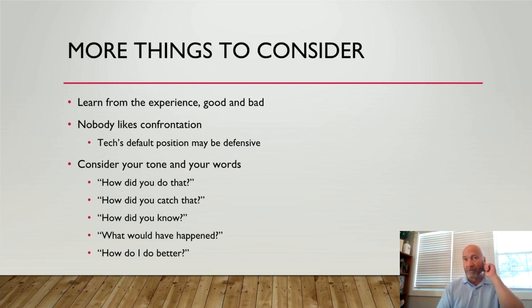You could also word things in a way that sounds almost like a compliment. How did you do that? Right? Instead of, why did you do that? How did you do that? It sounds more like you're trying to learn how to be more like them. Flattery is a good way to offset a little bit of aggression, or to not make things sound so aggressive.